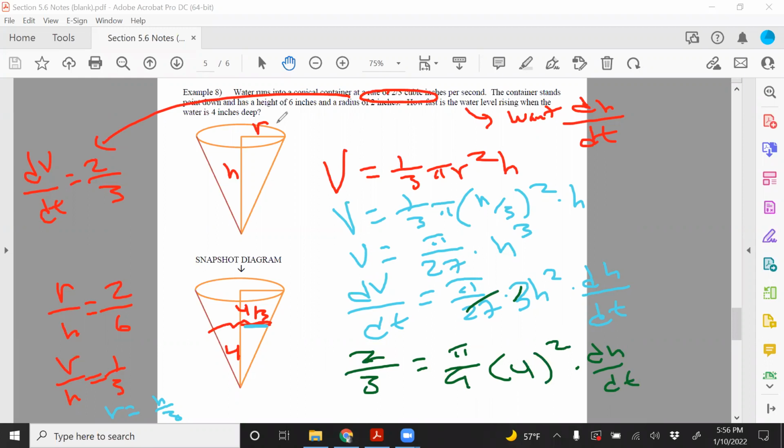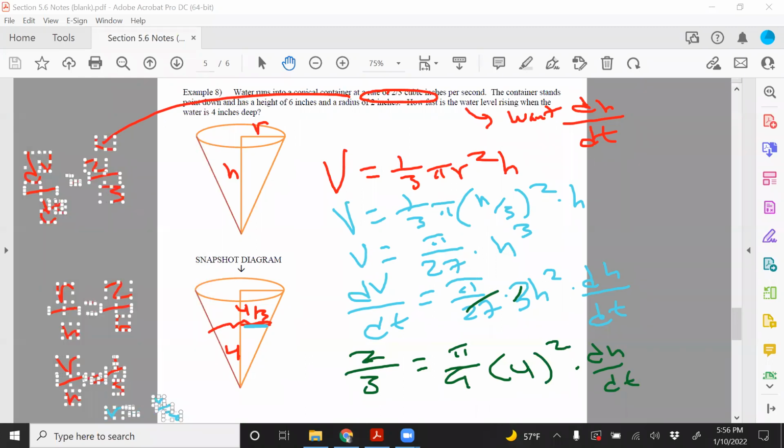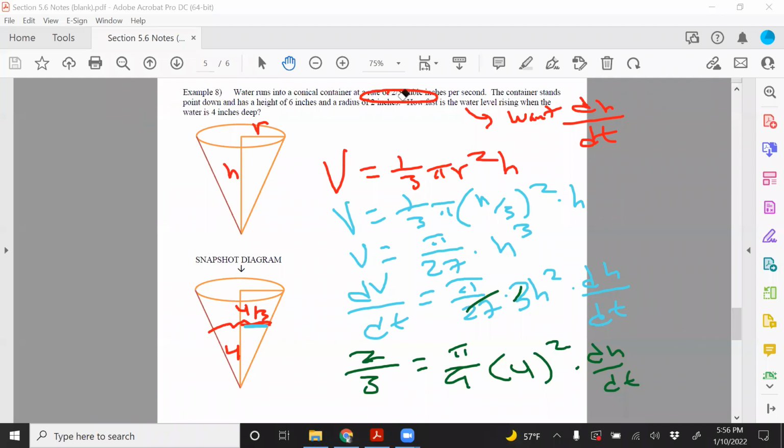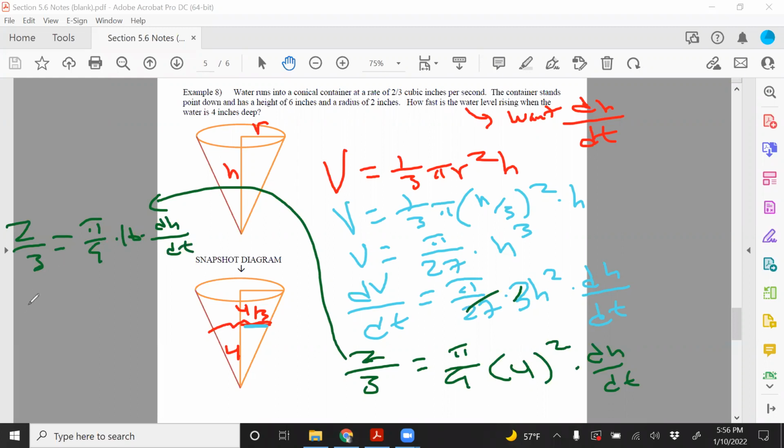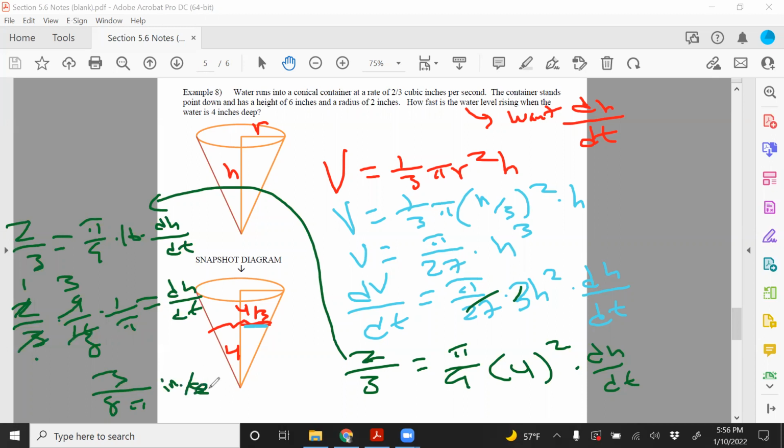If you move things around, 2/3 equals pi over 9 times 16 times dH over dt. 2/3 times 9/16 times 1 over pi equals dH over dt. And that becomes, I'm getting 3 over 8 pi. And that's going to be inches per second. That's how the water level changes when the water depth is 4 inches high.